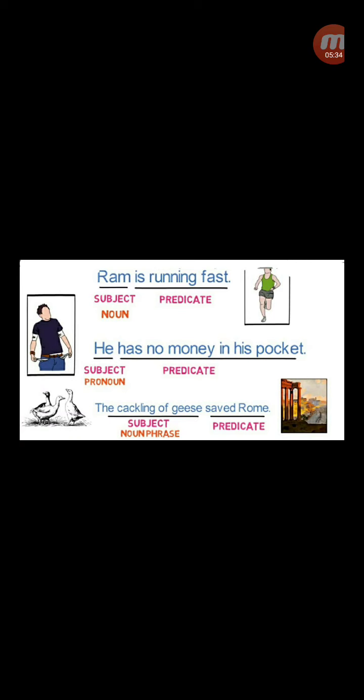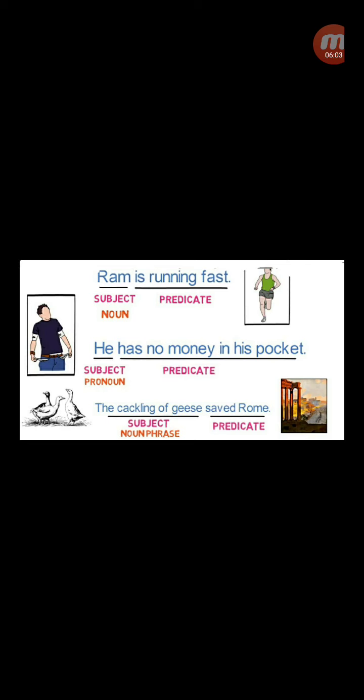Now let's see another example. I told you Ram is running fast. Ram is a subject. This is a noun, proper noun. Is running fast is a predicate. He has no money in his pocket. He is a subject with pronoun. And has no money in his pocket is a predicate.